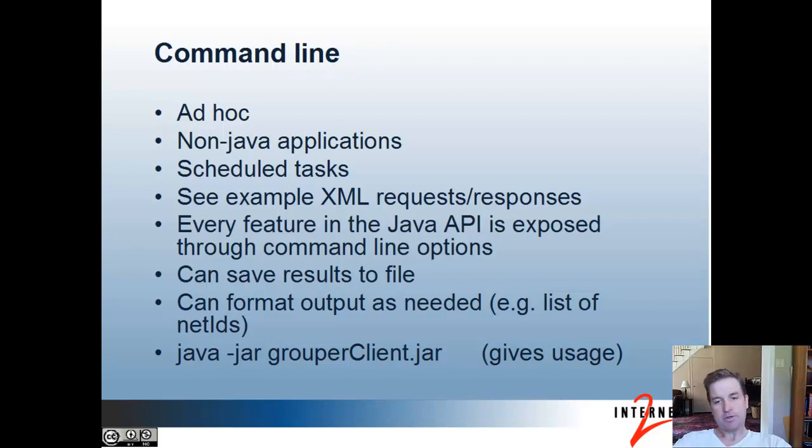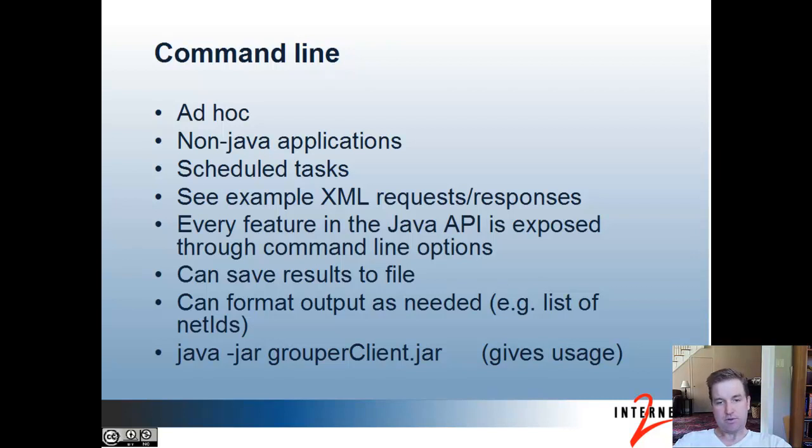And the output of the grouper client is driven by expression language, and there are defaults in the grouper.client.properties. So if you don't want the defaults there, for instance, you just want a list of net IDs or something like that, you can pass in a parameter to the grouper client to change the output based on expression language, and that's what the output will be.